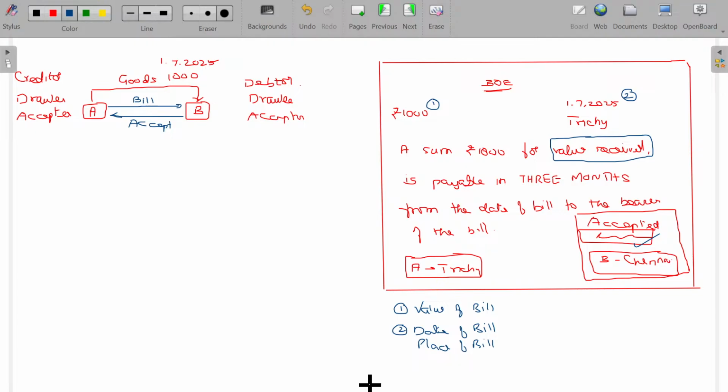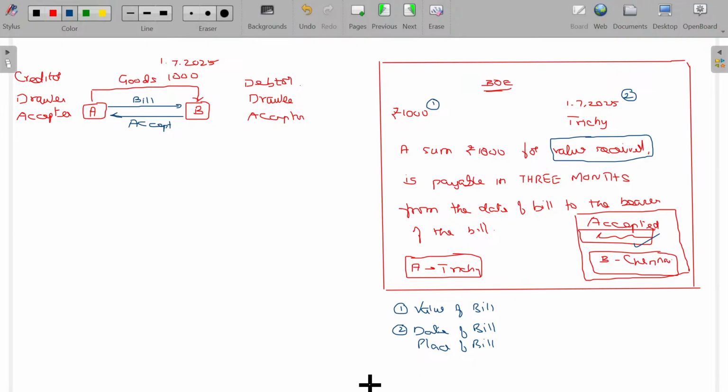Sometimes A and B are close friends. B wants some cash, but A says, I don't have cash. Immediately B draws a rough bill and makes A sign this bill. That signed bill can be discounted with the banker. We'll see the discounting of the bill later on. Without any trade transaction, for my fund requirement, I can prepare a dummy bill, and that dummy bill can be kept in the bank to encash. Of course, that term is called discounting. This is called an accommodation bill.